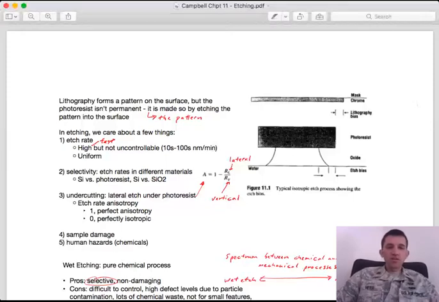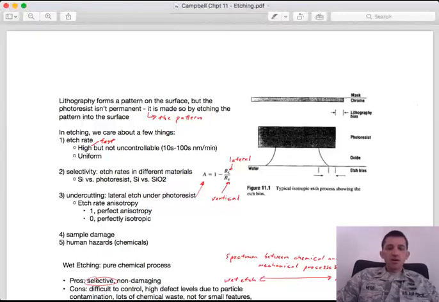And so you see selectivity in silicon versus photoresist, also in silicon versus silicon dioxide. This would allow you to remove an oxide layer and then essentially stop once the oxide layer is totally removed. And you reach the silicon if the process is highly selective for silicon dioxide. The third thing, which I kind of talked about just now, is undercutting.